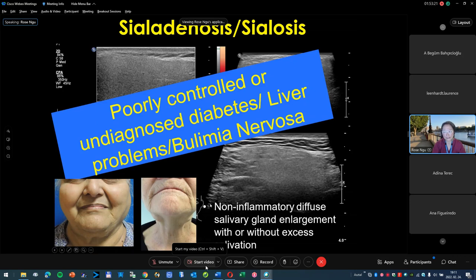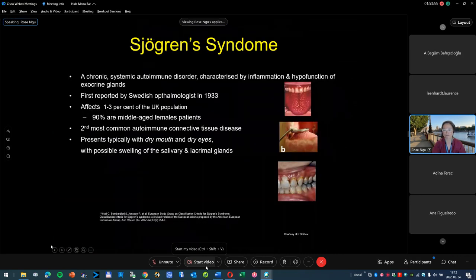And when do we see sialosis? It's normally in patients who don't know that they have diabetes, so in the undiagnosed diabetic patient, or in those who have diabetes but poorly controlled. They're also common in patients who may have liver problems. Today, I had a patient who takes 40 units of alcohol a week and he has sialosis. And in the other spectrum is patient with bulimia nervosa. They can also present with sialosis.